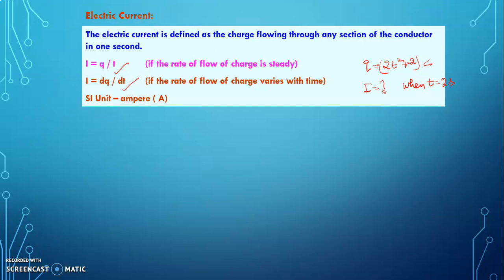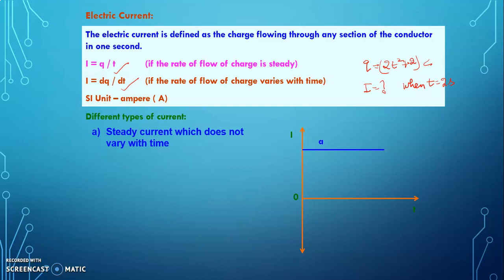Okay, then the SI unit. The SI unit of current is ampere, and we can make use of smaller units also like milliampere, microampere and so on, depending upon the situation. Now, different kinds of currents, two types we have already discussed. The first graph indicates the current which does not change in direction or value. That will be called direct current or steady current.